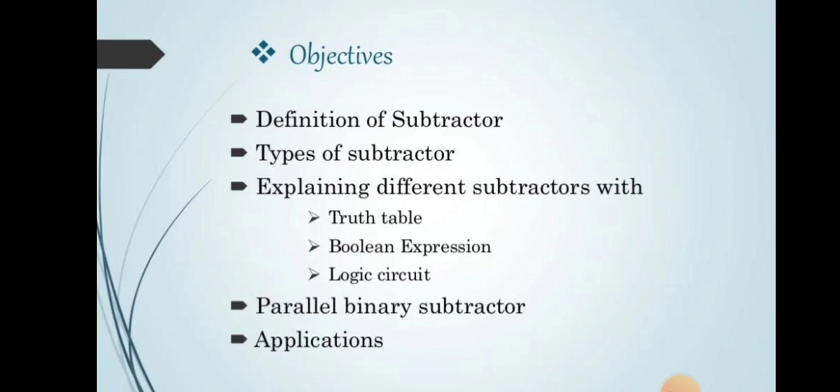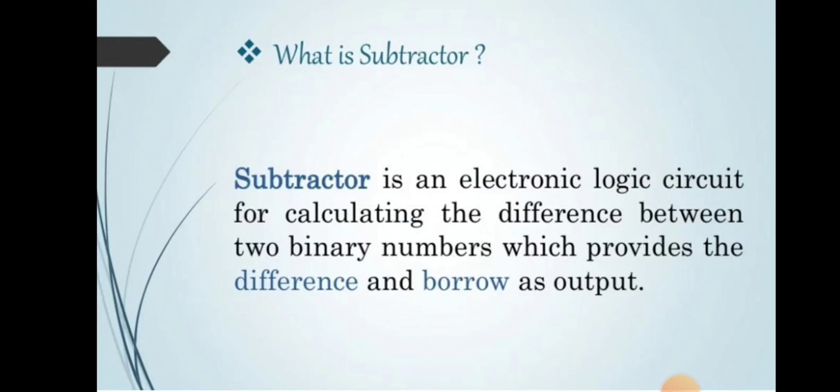Okay, so as in the adders, we have seen a step-by-step process. The first step was to realize the number of variables, the number of inputs and outputs for the adder. The second step was to draw the truth table. The third step was to write the Boolean expression by using the K-map or directly from the truth table. And the last step was to draw the logic circuit for that particular adder or subtractor. So the same procedure we will follow for the subtractor. So let's start with the subtractor.